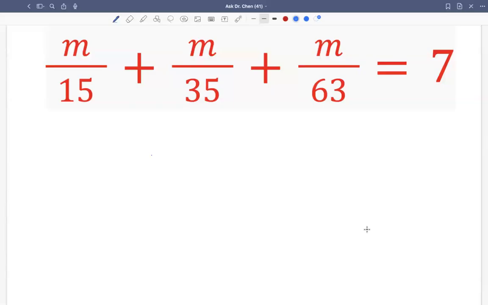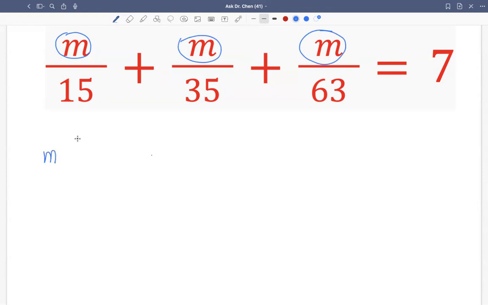Let's see this question. So this is a linear equation with a variable m. Right, so m is here in this term, m is in this term as a numerator, m is in this term. That means we can factor out m.